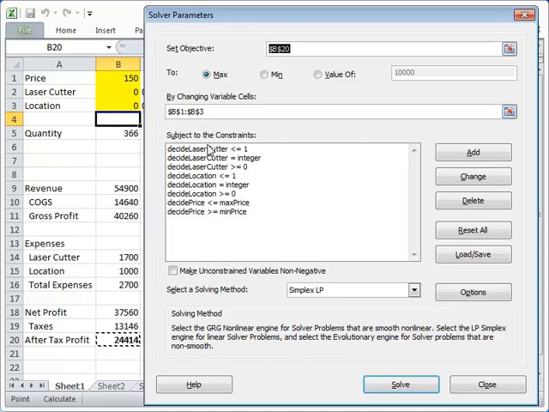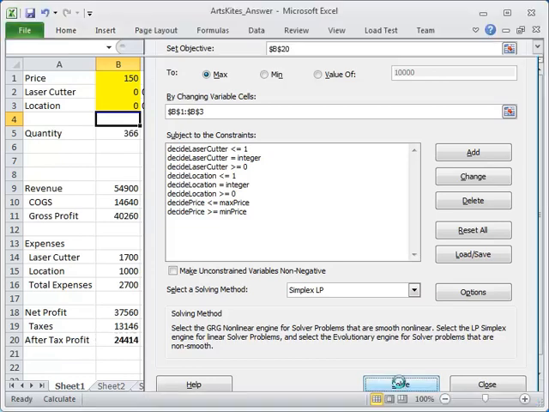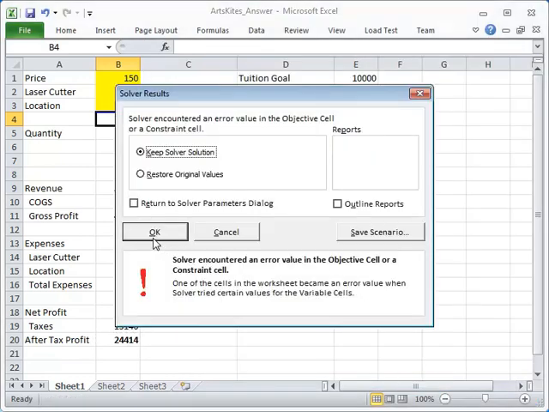And there are certain constraints. My laser cutter, given that that cell can only be a 0 or a 1, I have to say that it's greater than or equal to 0, it's less than or equal to 1, and the number is an integer in order to force it to make that decision. The same thing with the location decision. It's greater than or equal to 0, less than or equal to 1, and it is an integer to force it to be either 0 or 1. And my decision price is less than or equal to my max price and greater than or equal to my minimum price. And then I can run Solver and have Solver come up with my solution.